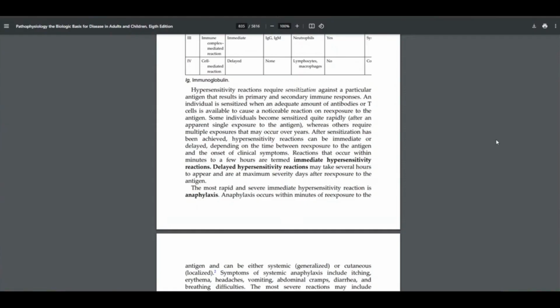Reactions that occur within minutes to a few hours are termed immediate hypersensitivity reactions. Delayed hypersensitivity reactions may take several hours to appear and are at maximum severity days after re-exposure to the antigen.